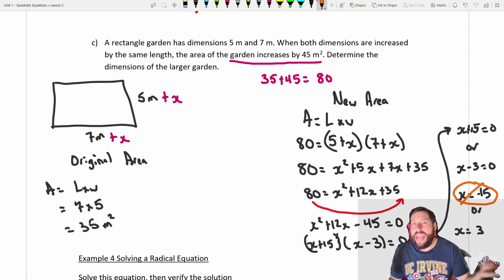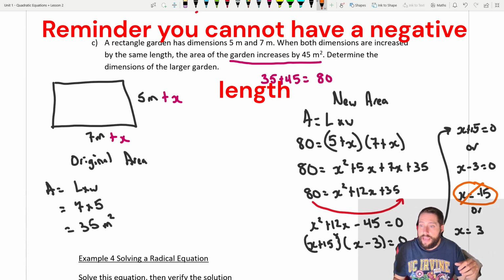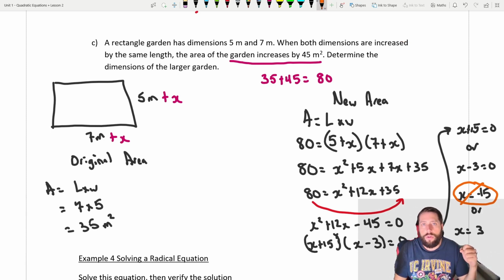You can't have a negative length, right? If we were to say that x is negative 15, that's going to cancel everything out in our original garden, which means that the garden would no longer exist. But that's not true because the garden increased by 45 square meters. That means that our answer has to be 3.